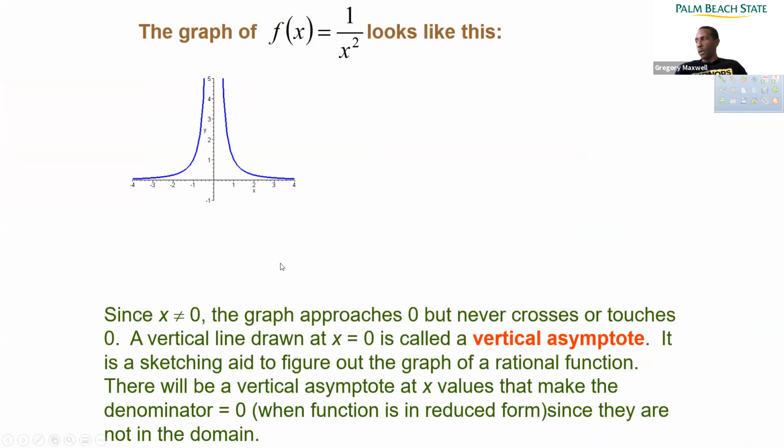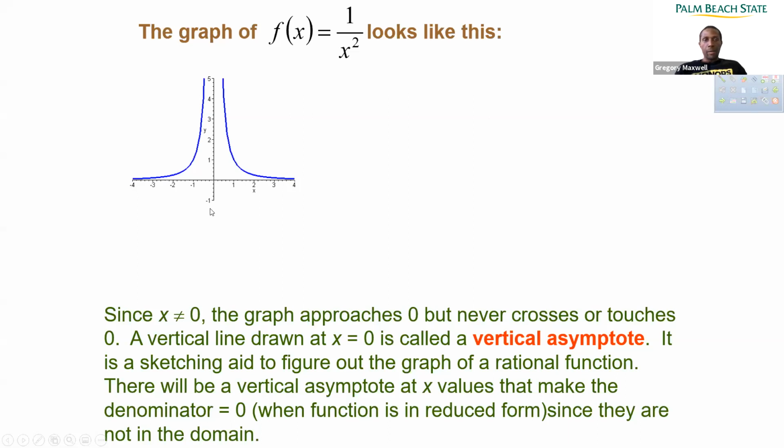This is a graph of 1 over x squared. As x approaches negative infinity, the graph levels off on the x-axis. And as x approaches positive infinity, our graph still levels off on the x-axis. So the x-axis is a horizontal asymptote. So we say as x approaches positive infinity, y approaches 0. As x approaches negative infinity, y approaches 0.